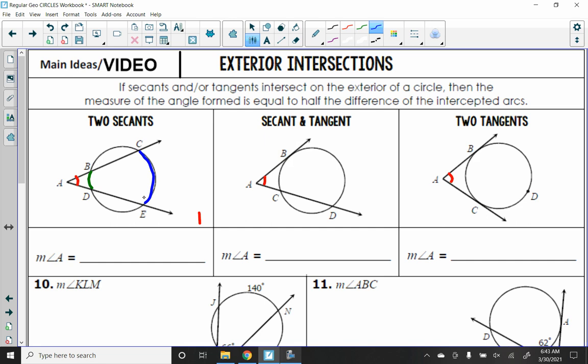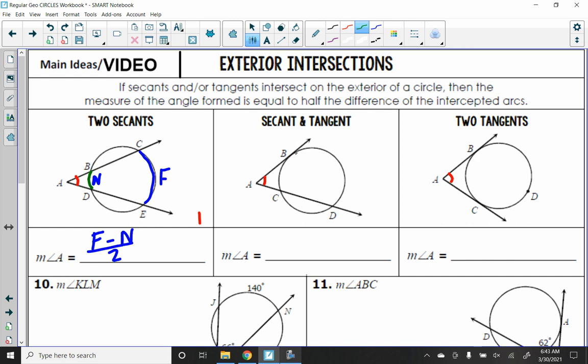And it's actually going to be labeled as furthest and nearest. So near and far. That angle can be found by taking the far minus the near. It's a minus, not a plus, divided by 2. So every picture you look at when there's an exterior intersection, you have to identify the far and the near.